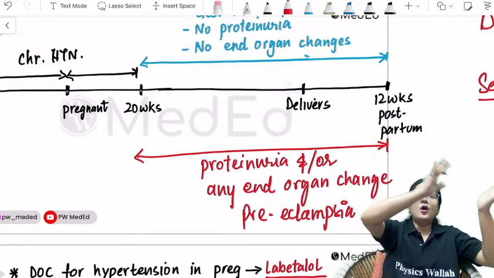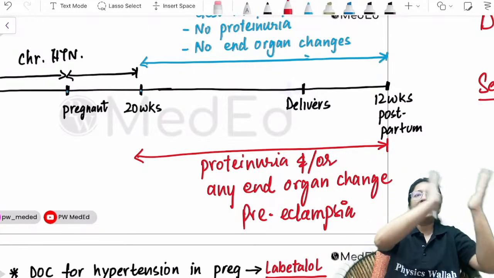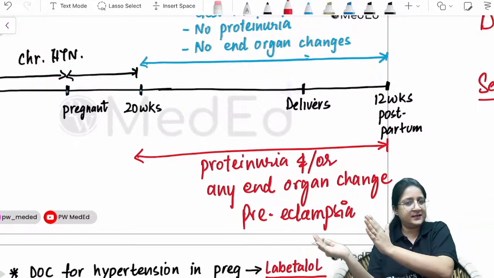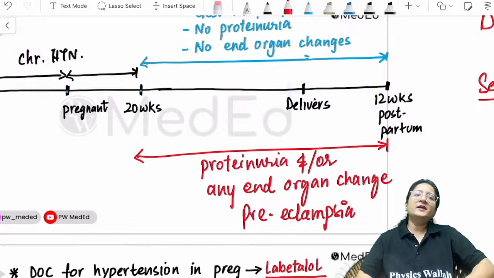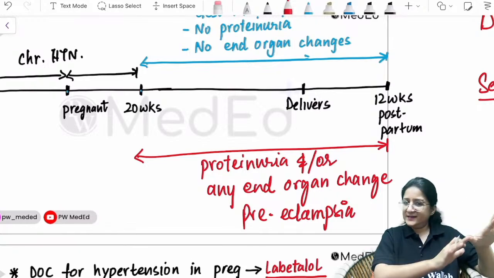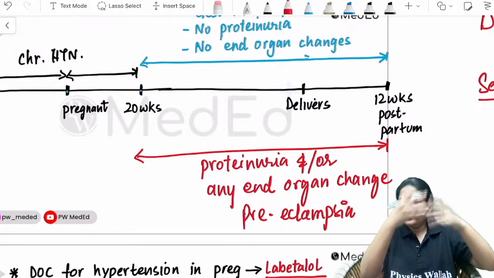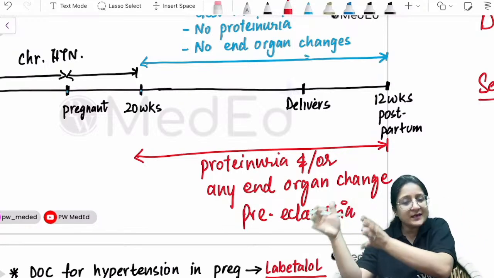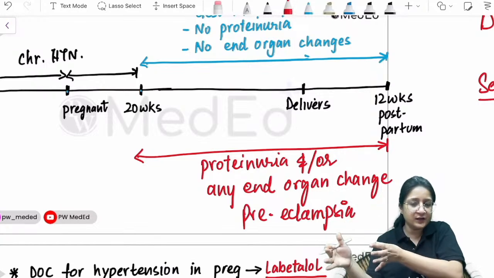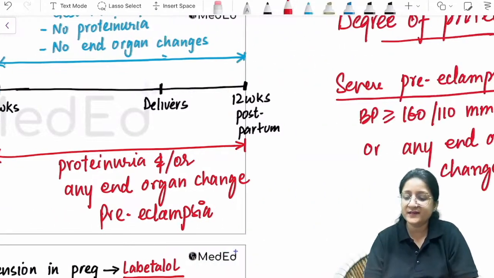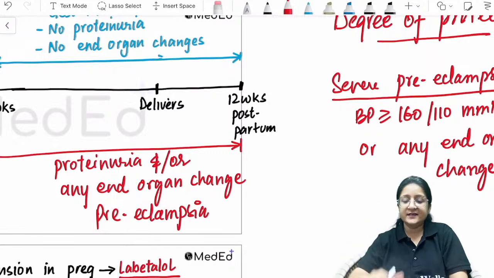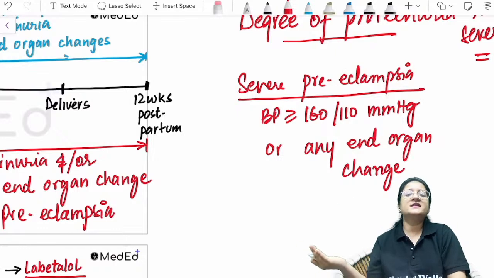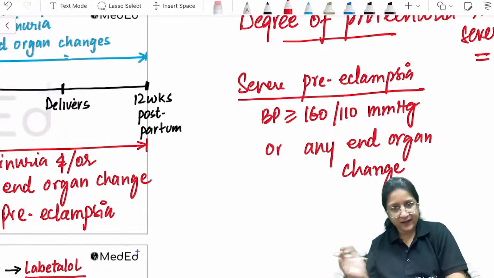There is no moderate preeclampsia. It's either mild or it is severe. Mild would mean that proteinuria is there, let's say, and no end organ changes are there. The moment the BP becomes persistently on the higher side, BP becomes difficult to control, it is remaining more than 160 by 110, or any end organ change appears, it is called severe preeclampsia. Okay?